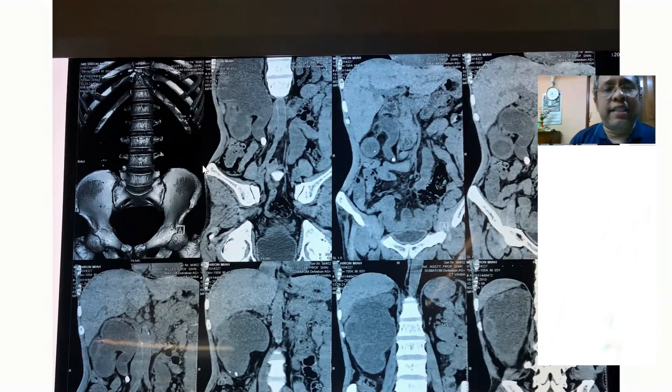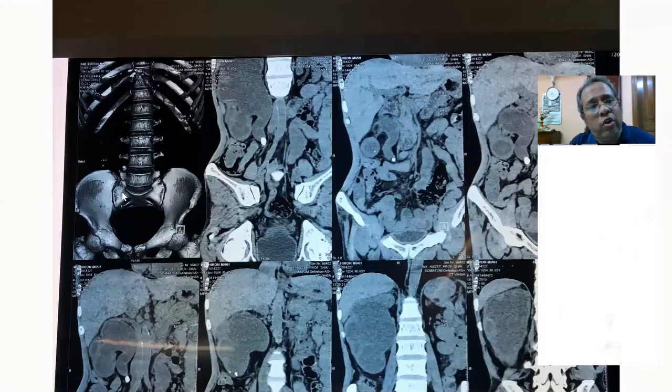Another advantage of the CT scan is, if a stone is over the bones, you are not able to see it in a plain X-ray because it is superimposed on the bones, so there is no marked radiopaque shadow there. Then you can miss it.